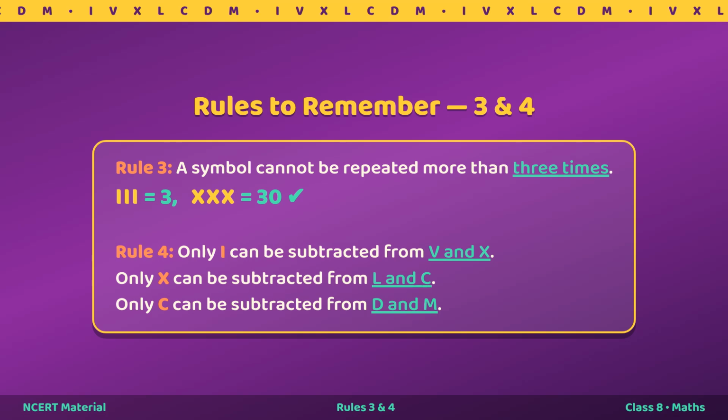Rule 3. A symbol cannot be repeated more than 3 times. So III is 3 and XXX is 30. Both correct. Rule 4 is about subtraction. Only I can be subtracted from V and X. Only X can be subtracted from L and C. And only C can be subtracted from D and M.